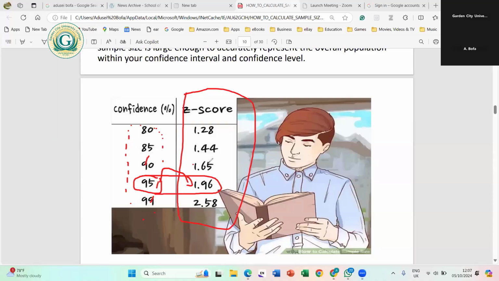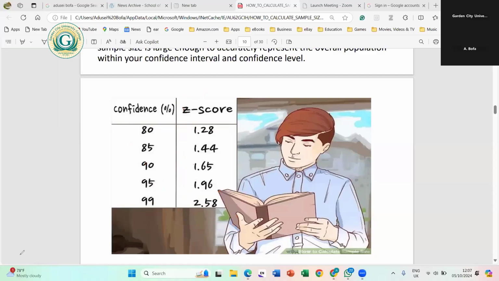So don't think that it's something difficult or something you have to go and do some rigorous computation on. No, no, no, no. You can just pick it from a table.